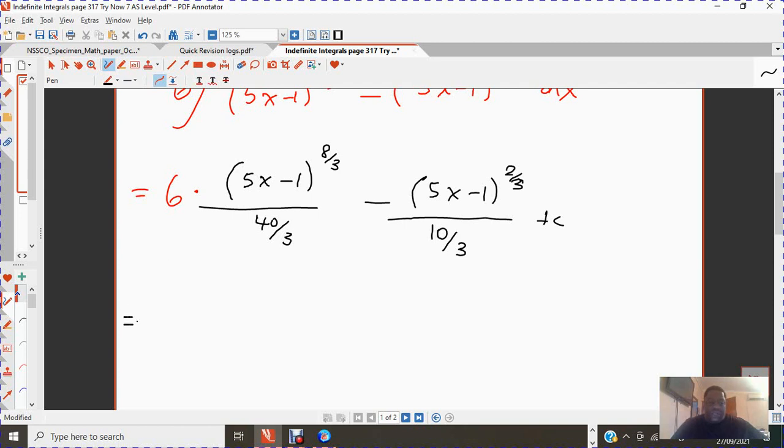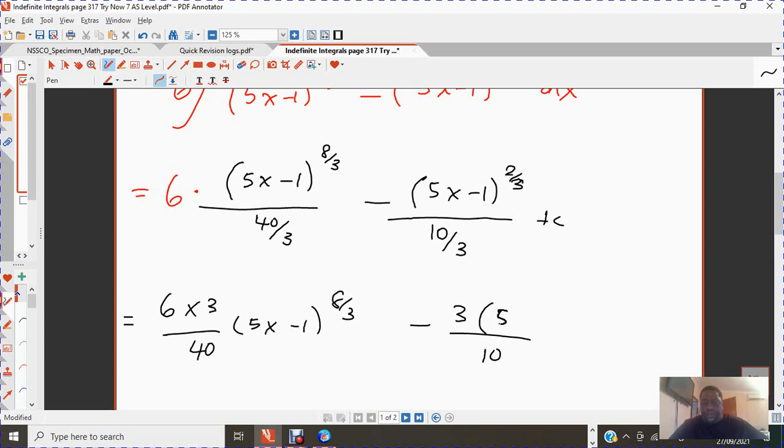So this becomes the same as 6 times 3 upon 40, and so we'll switch that one there. And then you have 5x minus 1 raised to that power, minus 3 over 10 times 5x minus 1 raised to the power of 2 over 3, plus c.